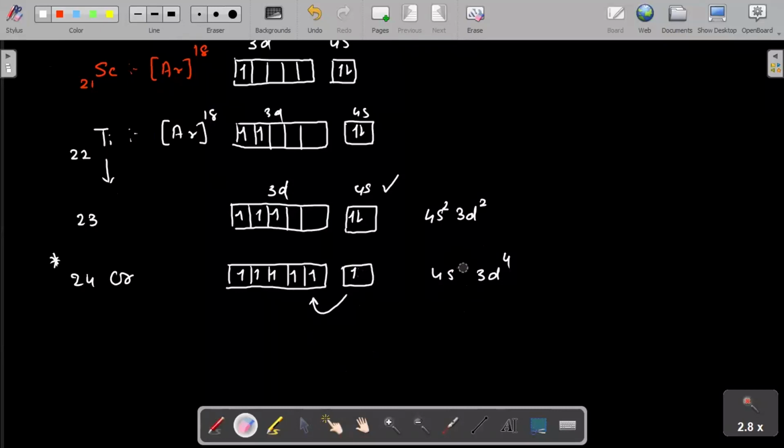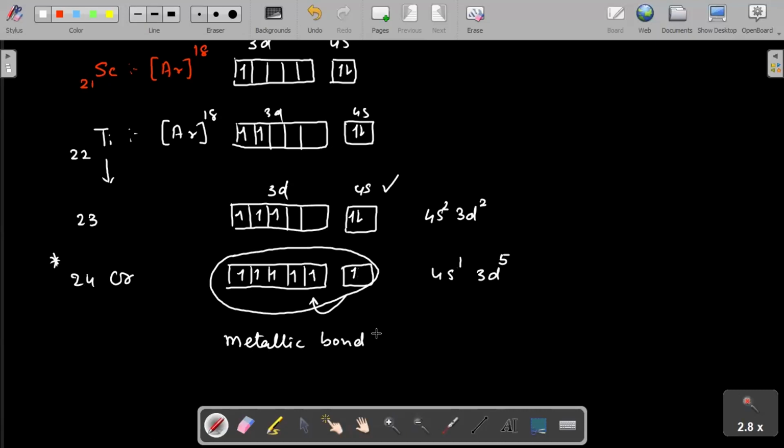The configuration what we have is 4s1 3d1. Now see, as we are moving 22, 23, 24, the number of unpaired electrons are increasing. So all these unpaired electrons are involved in making metallic bond. So more the unpaired electron, stronger will be the metallic bond.